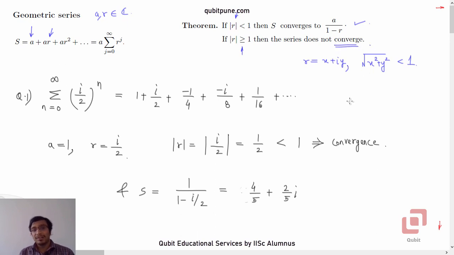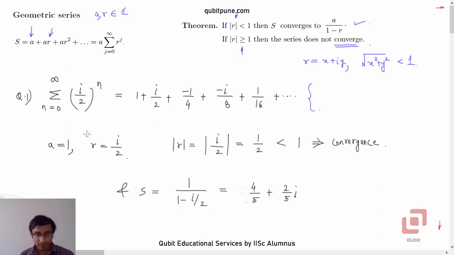So let us now see two examples. Example 1 where it converges and example 2 where it doesn't converge. Okay, so let us consider the first question, wherein the function is i upon 2 to the power n, and n is taking the values from 0, 1, 2 till infinity.